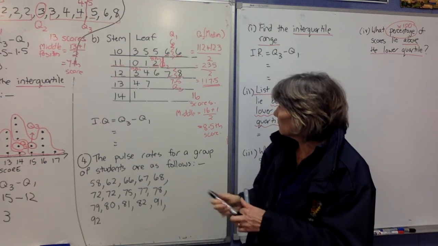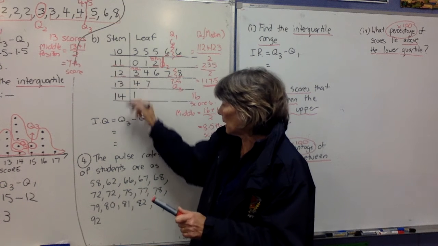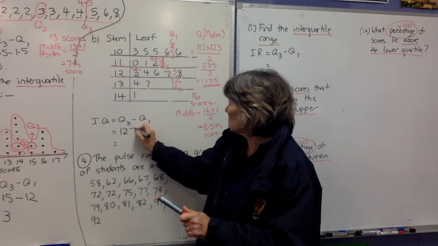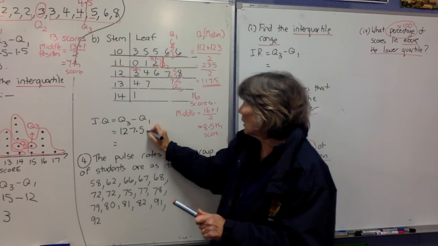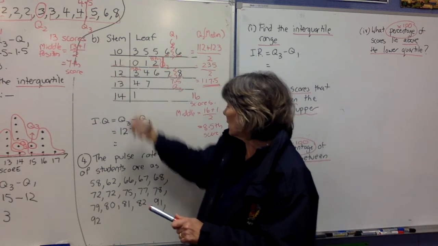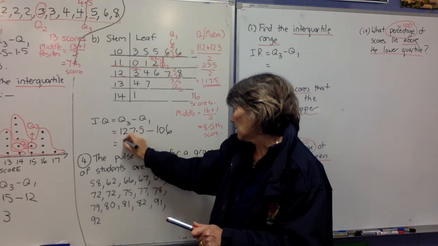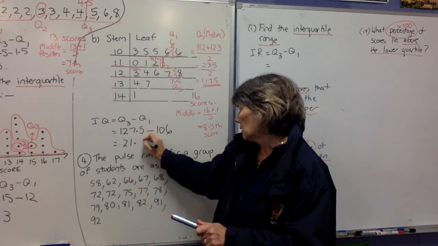So putting our numbers in now. Now that's not just 7.5, make sure you attach it to the stem. So it's 127.5 minus your Q1 is not just 6, it's 106. And then you can take those away and you will get 21.5.